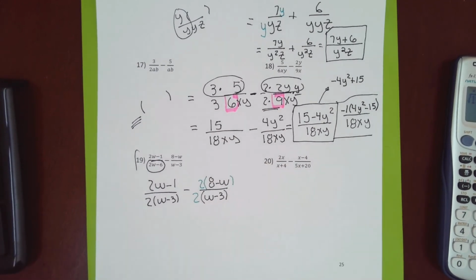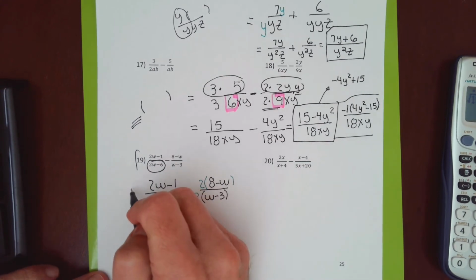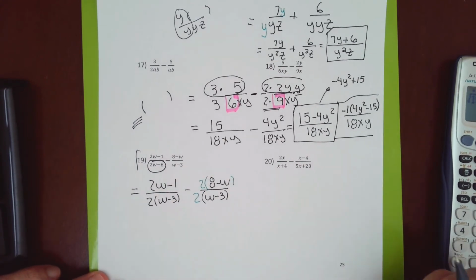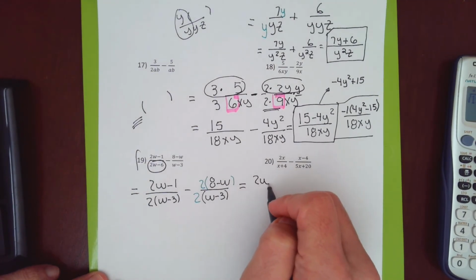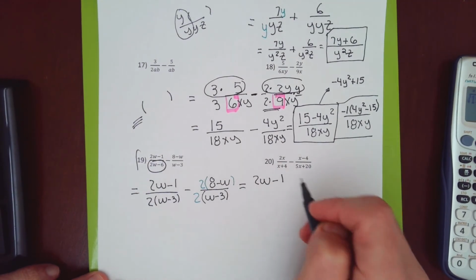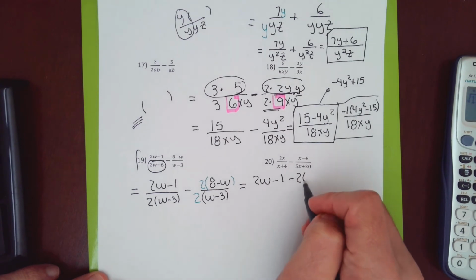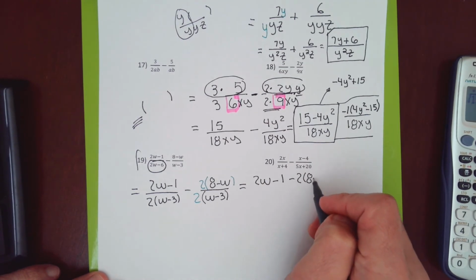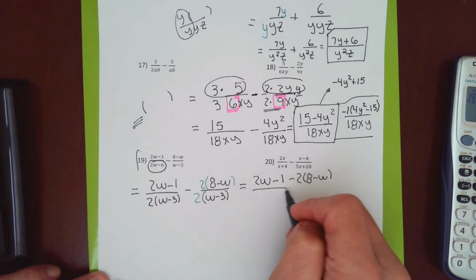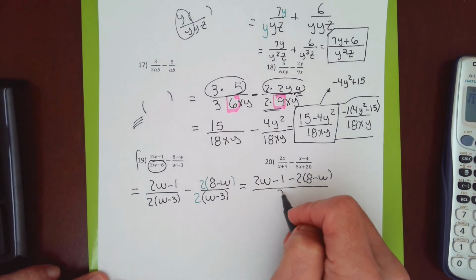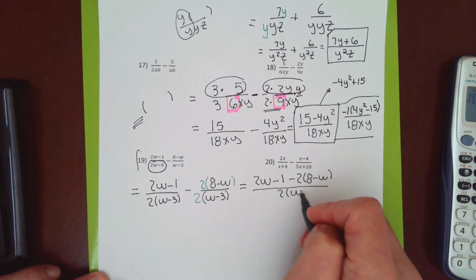And now I'm about to make the two fractions into 1 because they have the same denominator. I should write equals because what I've written is equal to the line above it. I'm going to work horizontally here because I have more room horizontally. I'm going to write my numerators together. The left numerator of 2w minus 1. The right numerator of minus 2 times 8 minus w. I'm going to write over the common denominator.